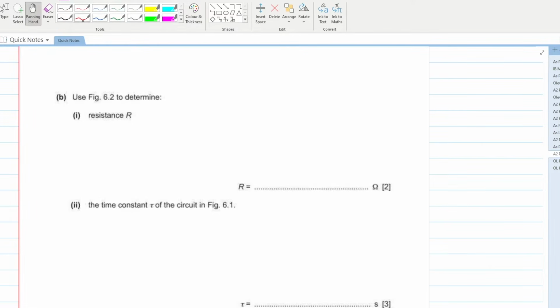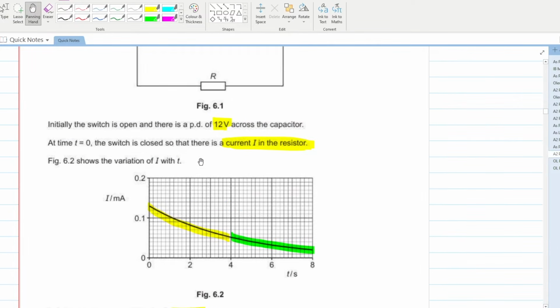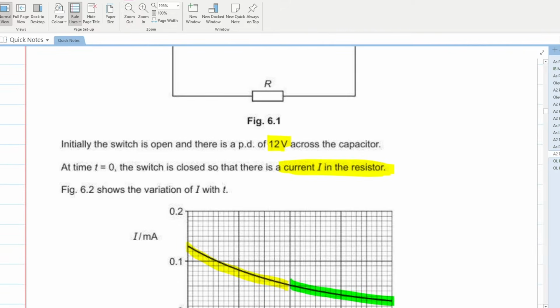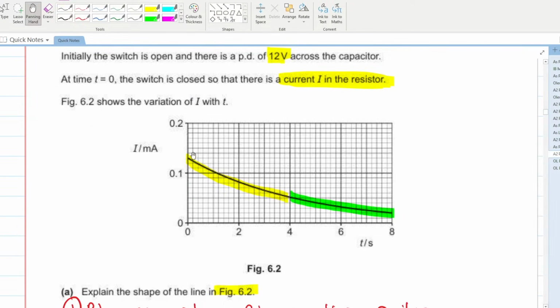Use figure 6.2 to determine resistance R. We have to determine the resistance R. Do we have the voltage? Yes, 12 volts. What is the current? Let's calculate it by zooming in a bit. Let's calculate the current. The current line is here. That is 0.13, and it is in milliamperes, so it will be 10 raised to the power of -3.